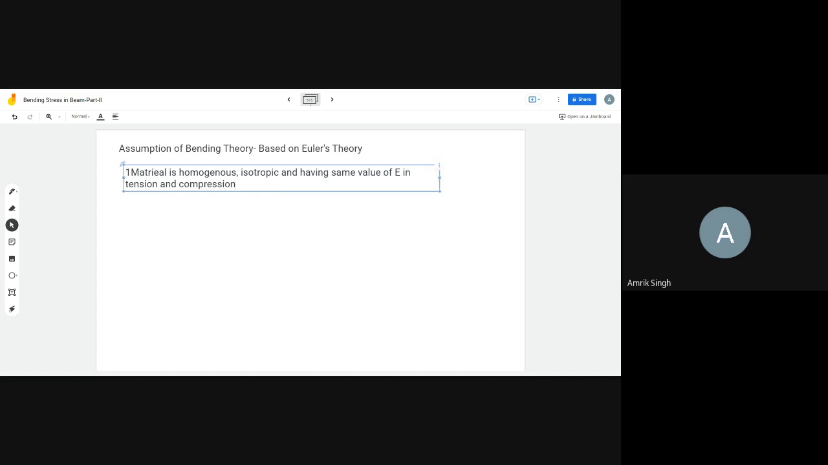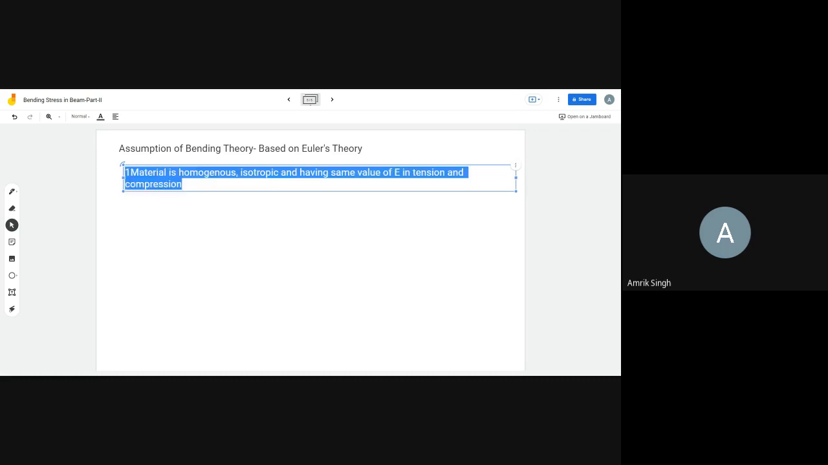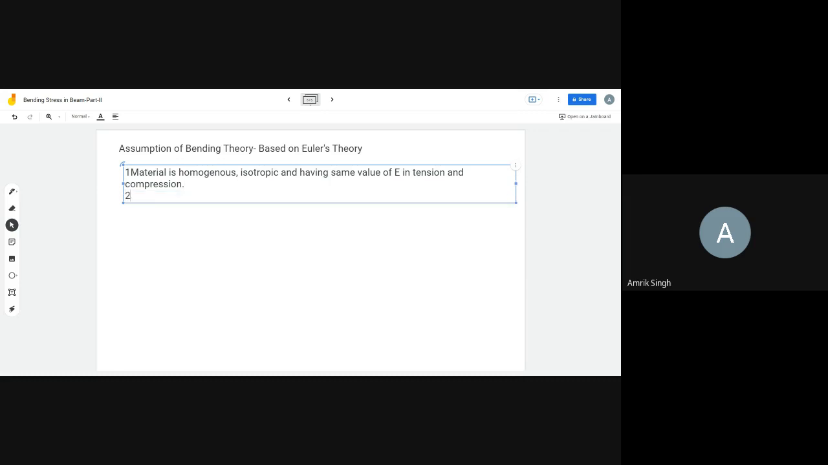So that means our material is homogeneous. Homogeneous means it is of the same composition throughout. The composition everywhere is the same. Second is isotropic. That means all the properties of the material are the same at all the cross sections, and having the same value of modulus of elasticity in tension and compression. So this is the first assumption.